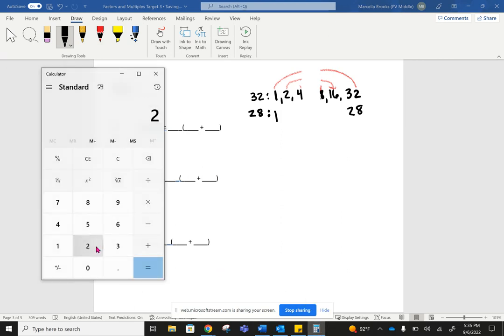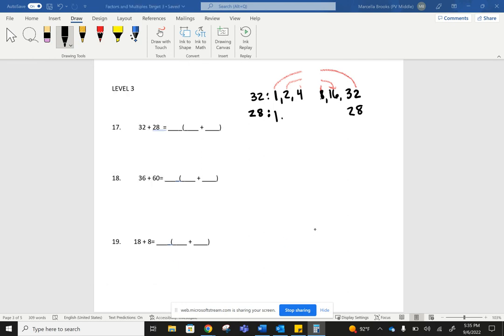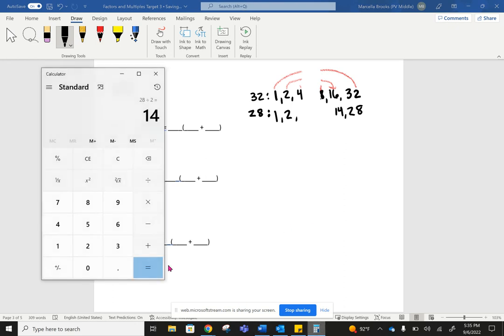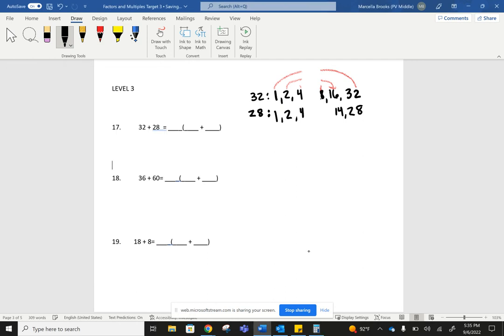Let's see if 2 works. 28 divided by 2. 2 times 14. 28 divided by 3. That doesn't work. 28 divided by 4. Aye, that works. So 4 and 7. Again, that gap is there because my computer does not work. So do not panic. So 1 times 28 makes 28. 2 times 14 makes 28. And 4 times 7 makes 28.